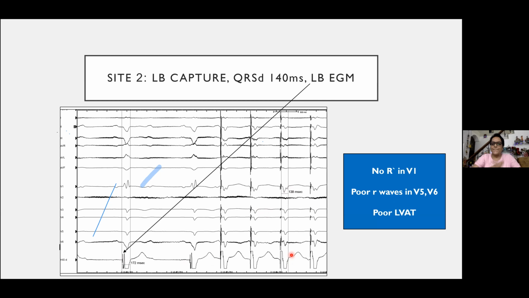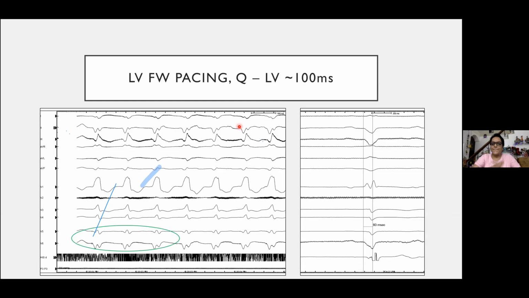And basically, the problem with not having a V5, V6 is that when we are doing left bundle pacing, we like to see the LVAT. And without a good R wave in V5, V6, how do you check LVAT? So what do we do? We do a left free wall pacing. We put a lead there and see what's the QLV. QLV is 93 millisecond. And this is the pacing morphology that you see. You see a very broad QRS when we are doing a LV free wall pacing.